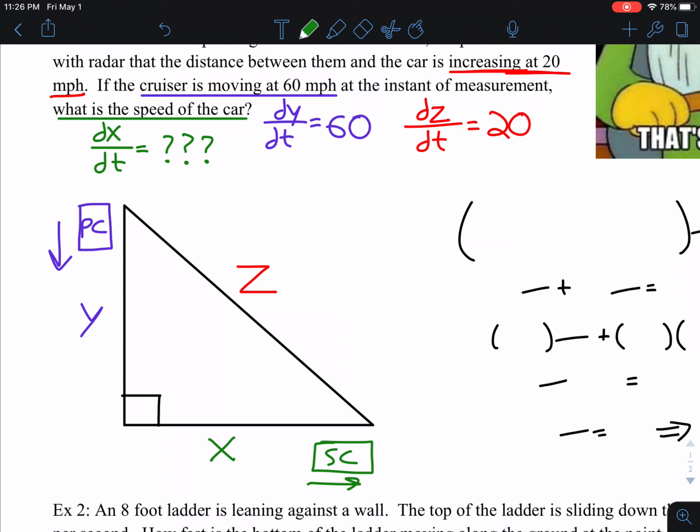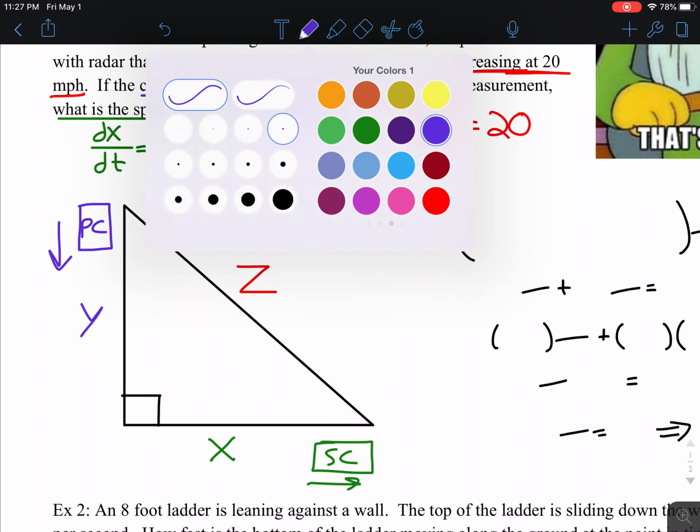Okay, one of my rates is wrong. What? How could this be? Which of my rates is incorrect? dy/dt or dz/dt? Okay, and I'll let you think about this for a second. All right, and here's something I want you to think about.